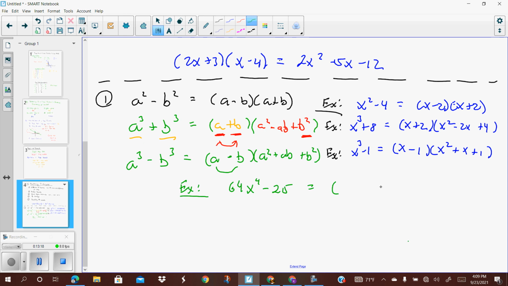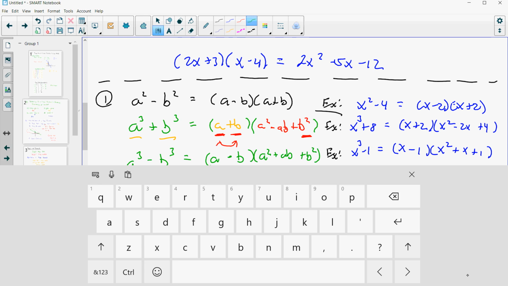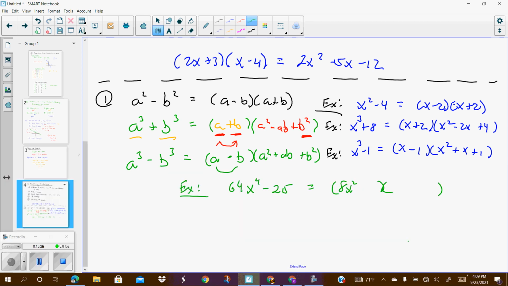So that is going to be square root of the first one, which is 8x squared, square root of the second one, which is 5. That will be in both parentheses. One will get plus, one will get minus, and the order of that doesn't matter. That's it. So again, the biggest thing is recognizing your squares, recognizing your cubes.